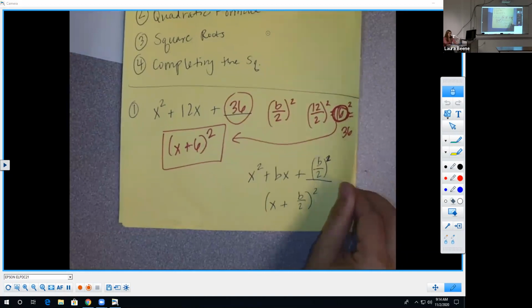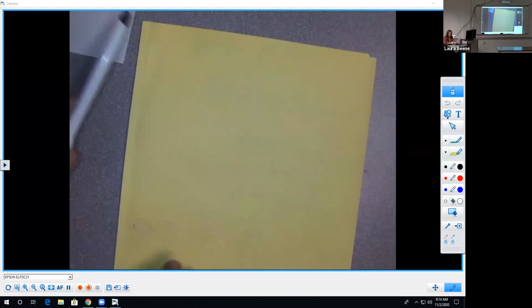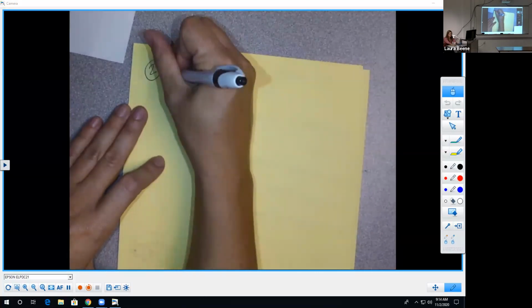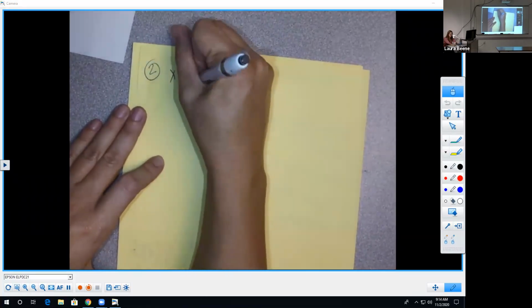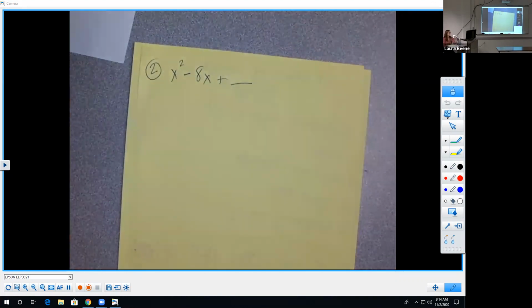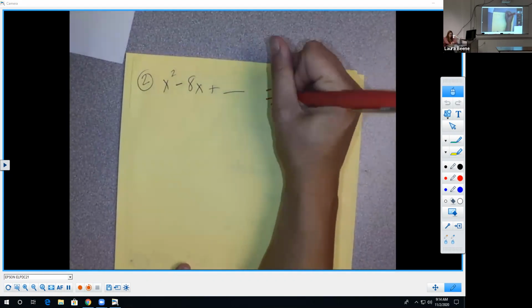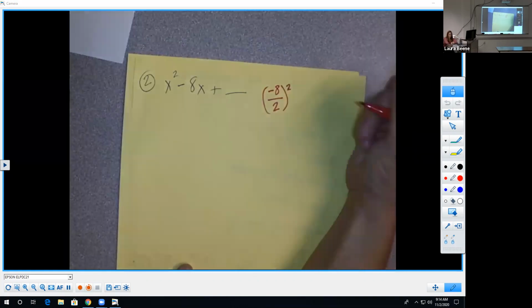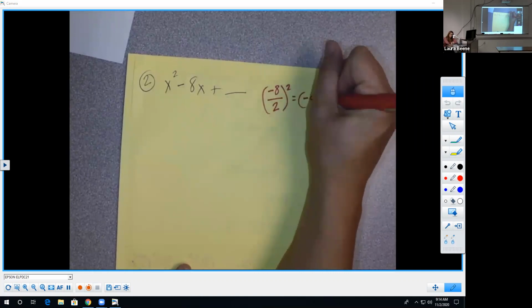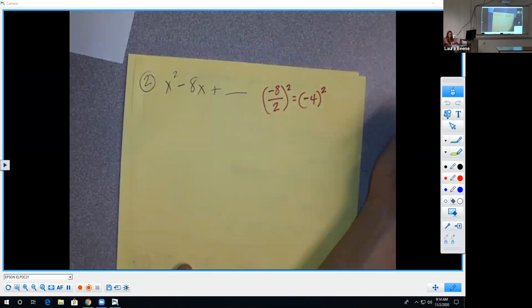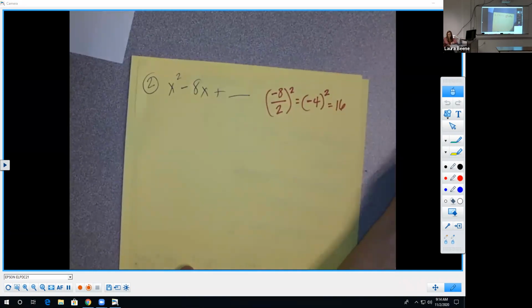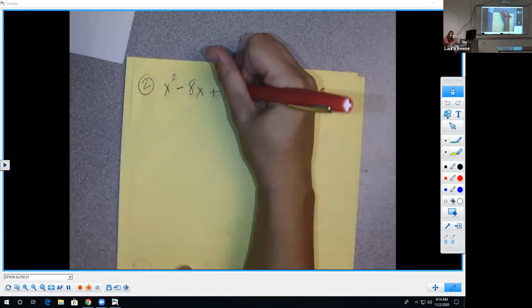Okay, let's do another one, or a couple more like that, and then we'll get into actually solving the equations. What about if I had x squared minus 8x plus blank? To fill in the blank, we're going to do b divided by 2 squared. In this case, b is negative 8. Negative 8 divided by 2 would be negative 4. And negative 4 squared is 16.